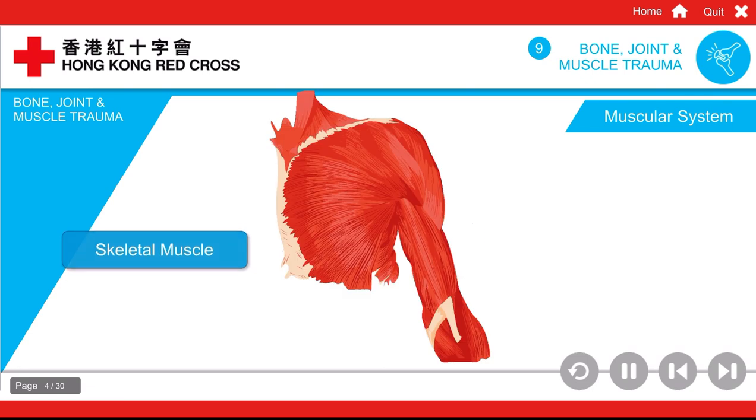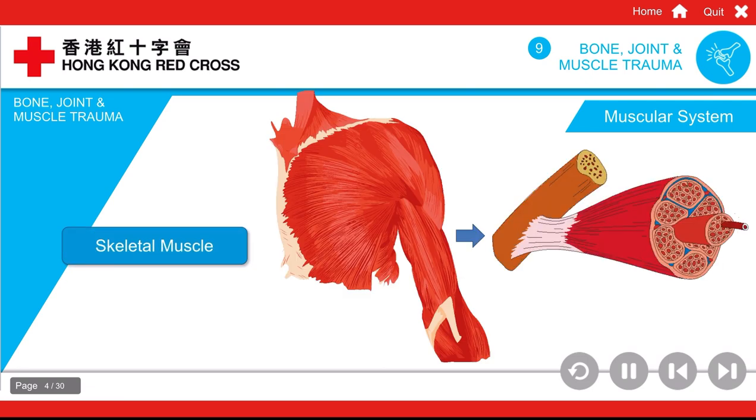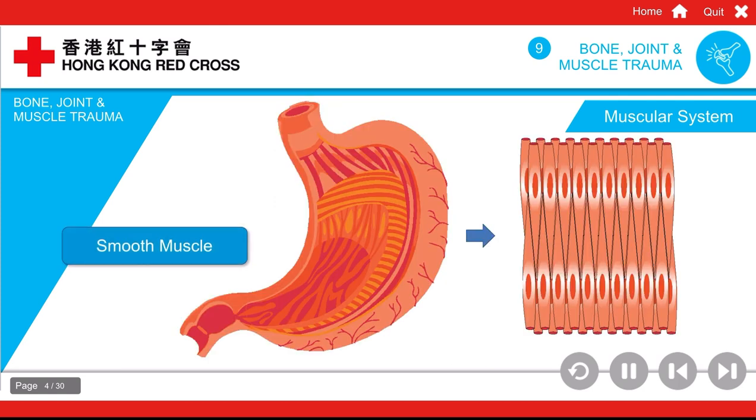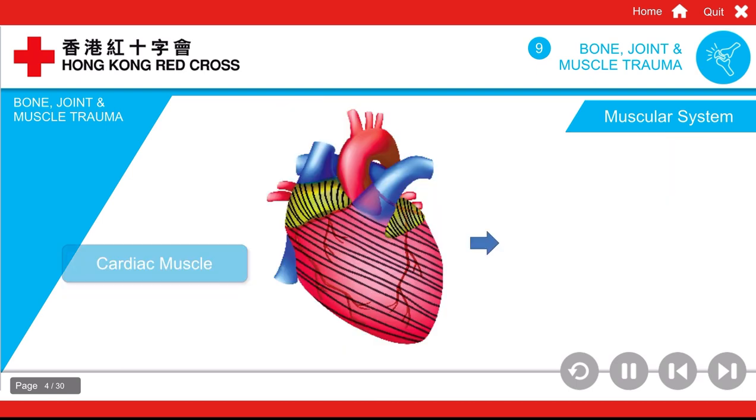Muscles are formed by muscle fibers and connective tissues of various shapes and sizes. There are three different types of muscles, including skeletal muscle, smooth muscle, and cardiac muscle.